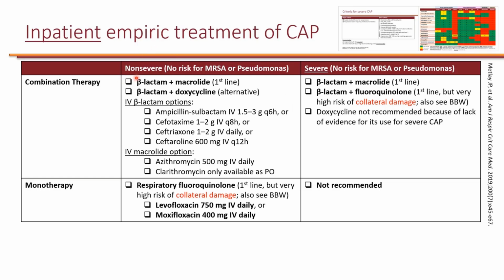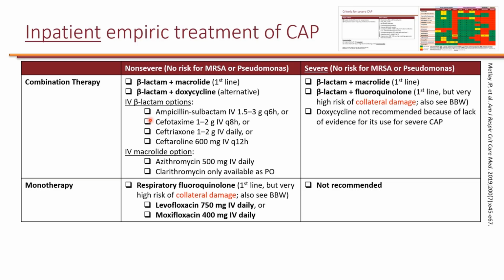Now let's take a look at non-severe patients, and we're specifically looking at patients who do not have any risk factors for either MRSA or Pseudomonas. So this is inpatient management. Patients who get hospitalized are sick enough that they often cannot tolerate oral. These agents happen to be IV initially, although if they can tolerate oral, it's okay to give them oral medication. But you will see in hospital that often the very first doses of these antibiotics are given as IV.